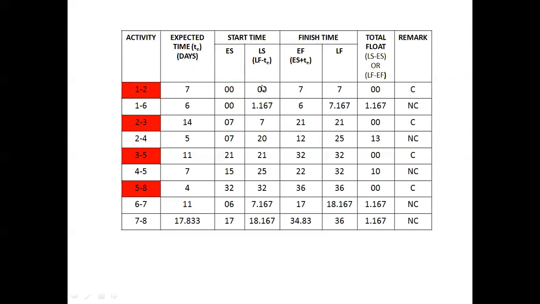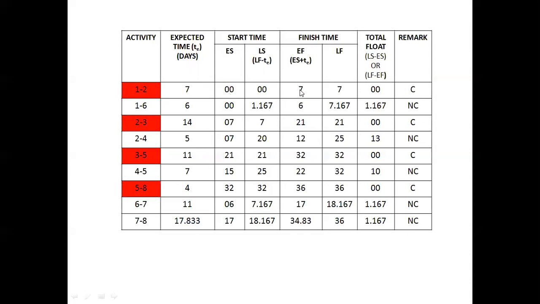That is 7 minus 7 is equal to 0. 7.167 minus 6 will be 1.167. 21 minus 14 is 7. Like that, we have calculated the latest start time for all the activities. Then earliest finish is equal to earliest start plus expected time. That is, earliest start is in this column, and if you add the corresponding expected time for that activity, then you will get the earliest finish.